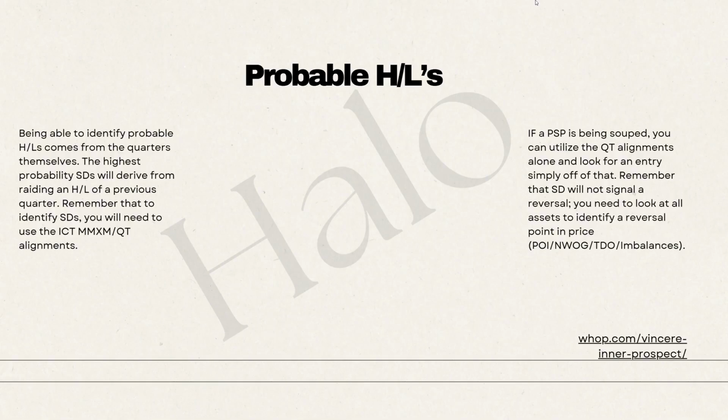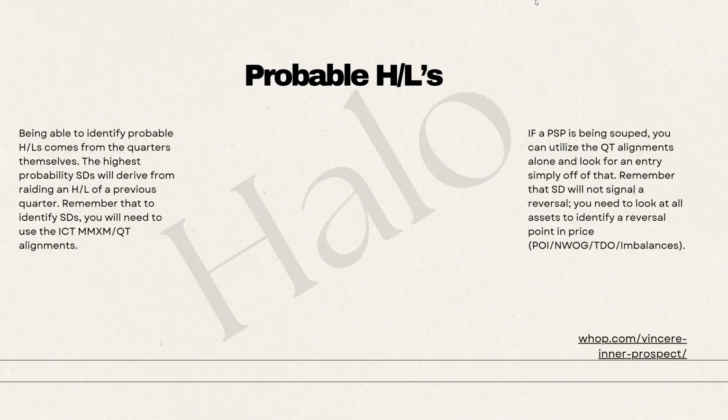I've already mentioned the sequential SMT is going to give you a solid base, but I'm going to let you know right now, the highest probability swing divergences are going to come from the high or the low of the previous quarter. Now, there are certain alignments, and if you look at the previous slide of me looking at the 4 hour and the daily cycle sequential SMT, you will understand where I'm going with this. There are specific alignments you would ideally like to follow for this, right? So being able to identify probable highs and lows comes from the quarters themselves. The highest probability swing divergences simply derive from raiding a high or low of the previous quarter.